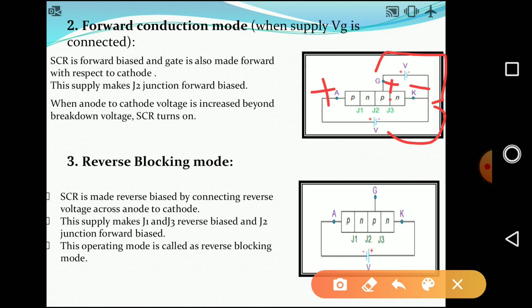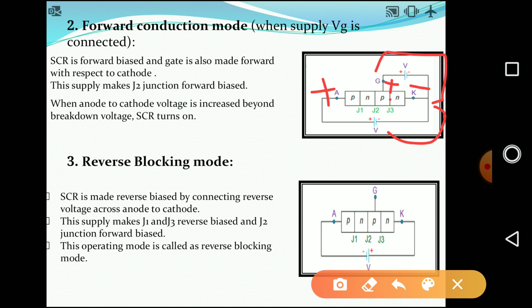This voltage is called the forward breakdown voltage, and at that time current from anode to cathode starts flowing. This is the turning on of the SCR. SCR is in forward mode and it starts conducting. This mode of operation is called forward conduction mode. Here we can observe that the SCR turns on when the supply is connected from gate to cathode. Theoretically, by increasing the anode to cathode voltage with the gate open, we can make the SCR turn on.